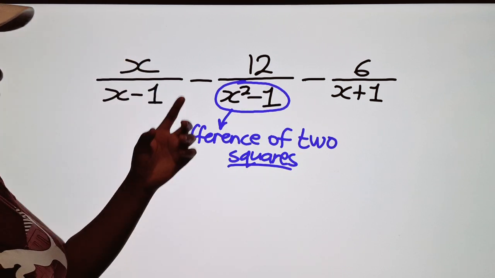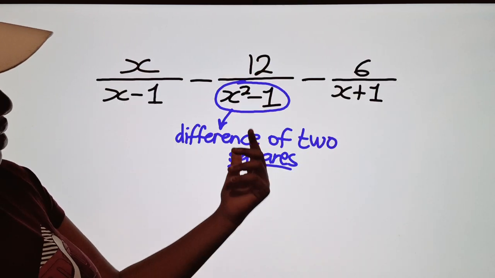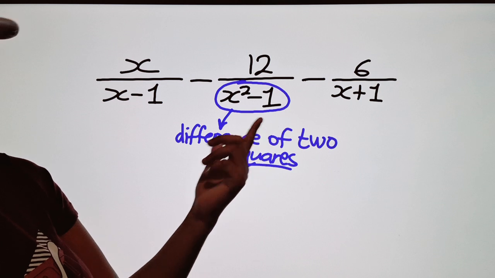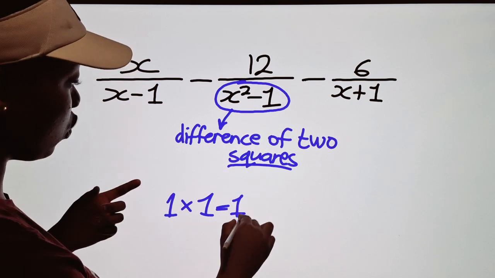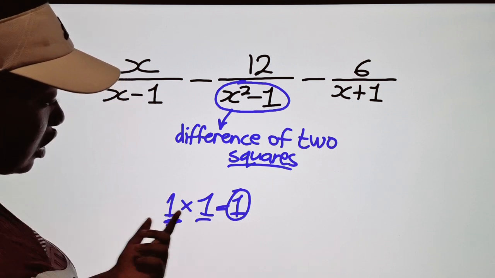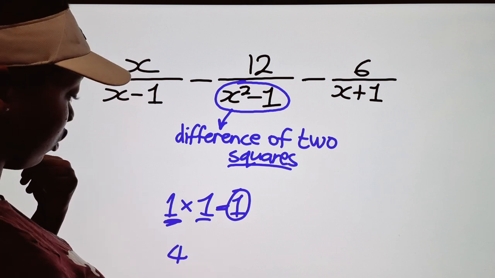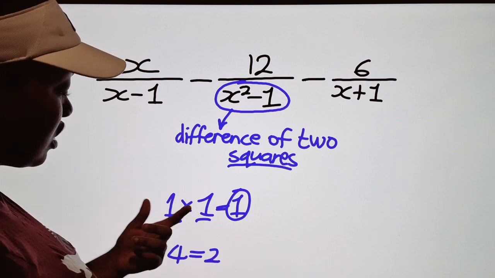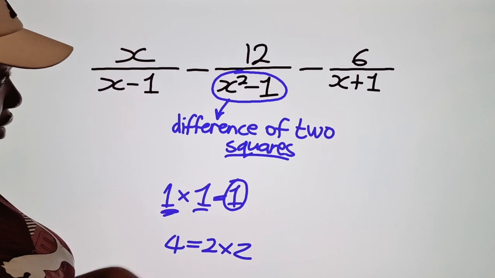Because there is a number that when you multiply it by itself, it gives you 1. If you say 1 times 1, it's what? It's 1, meaning 1 is a square because there is a number that when you multiply it by itself, it gives you 1. So that's how you recognize a square. Even 4, for example. 4 is a square because if you take 2 and multiply it by itself, it gives you 4.